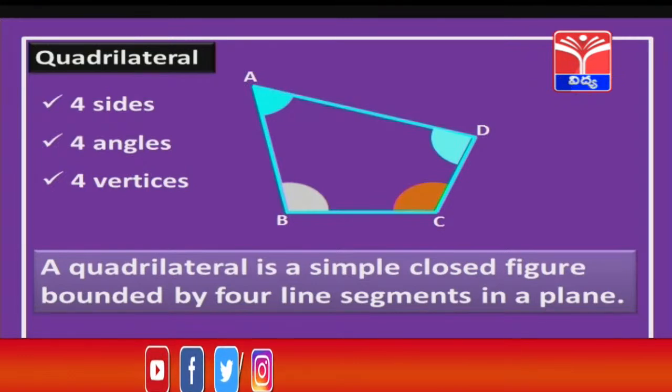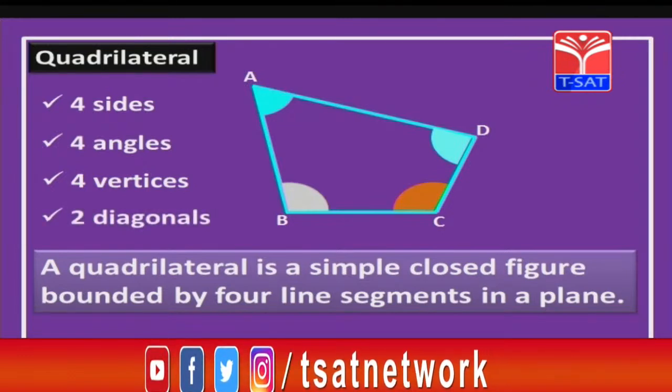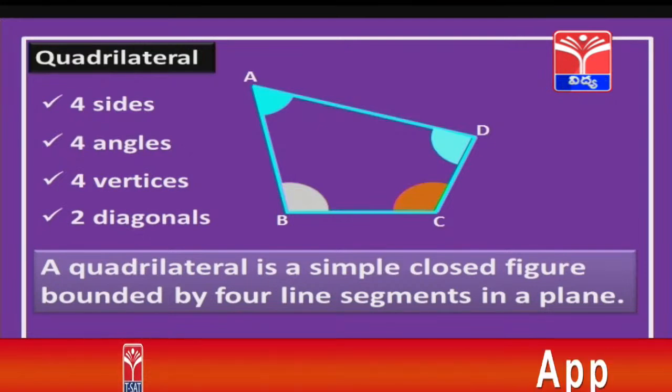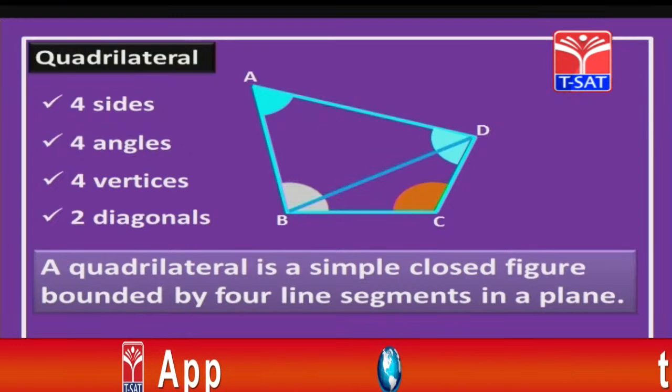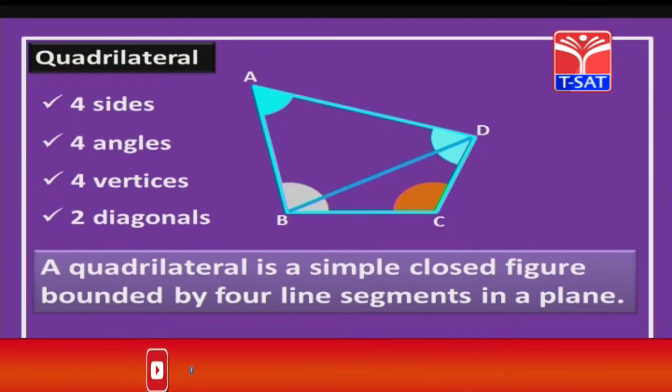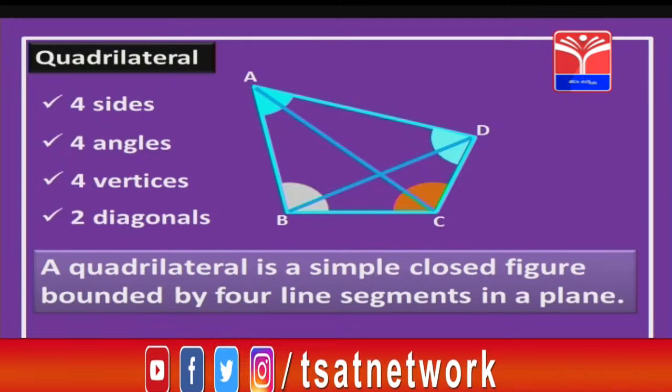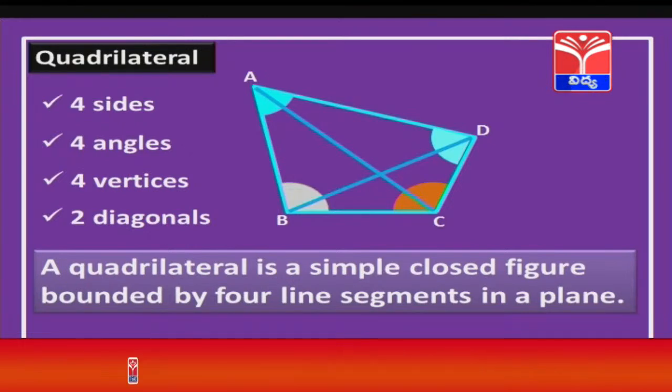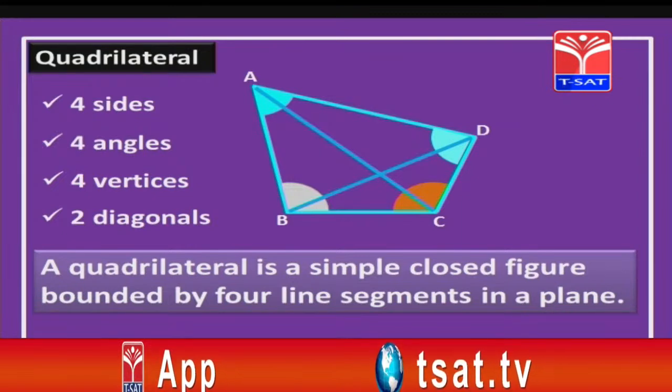Now, apart from this, you notice there are 2 diagonals. What are the diagonals here, children? Yes, let us draw them. We will join vertex B and D, that is opposite vertices. So, BD is one diagonal. Similarly, AC is another diagonal. So, on the whole I can say a quadrilateral has 4 sides, 4 angles, 4 vertices and 2 diagonals.